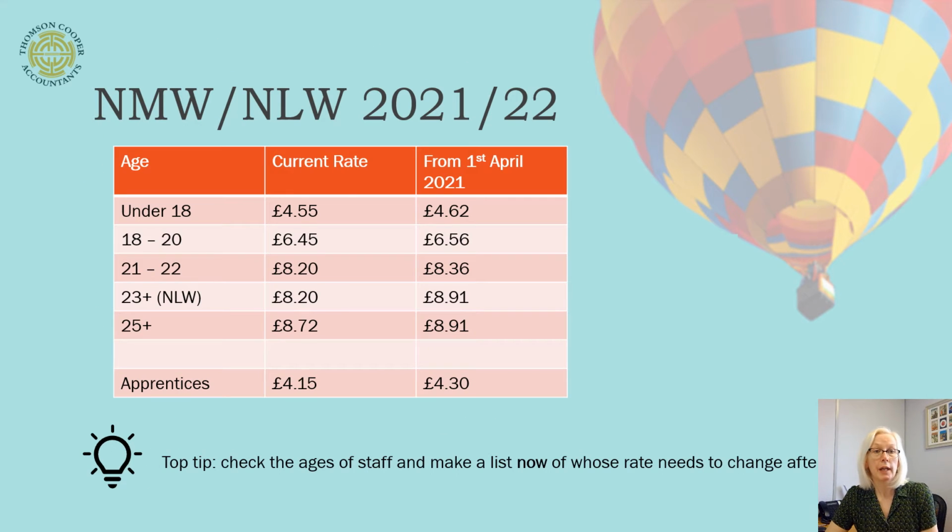So let's dive right in with national minimum wage and national living wage and how those change from the 1st of April 2021. So you can see here in the table what we're currently paying under the national minimum wage and living wage, and how that will change from the 1st of April. And the key change here is that national living wage will apply to anyone aged 23 years and over as of the 1st of April.